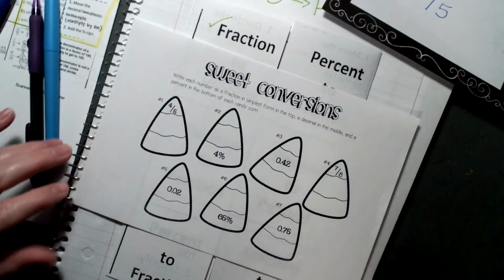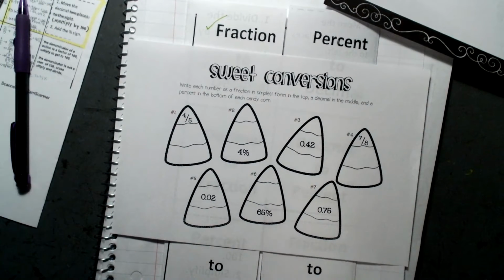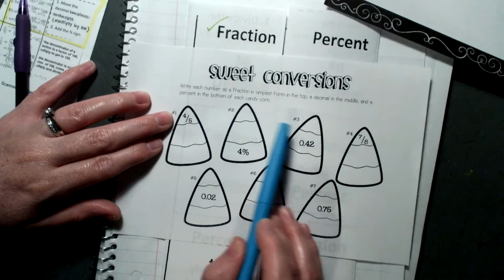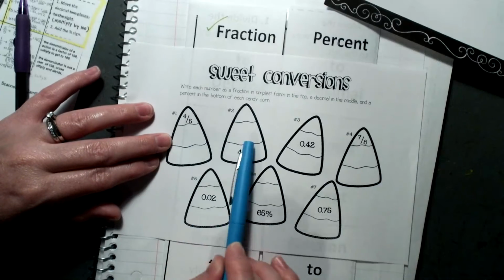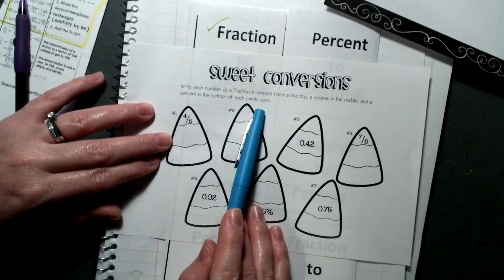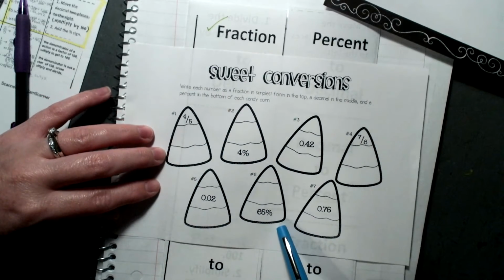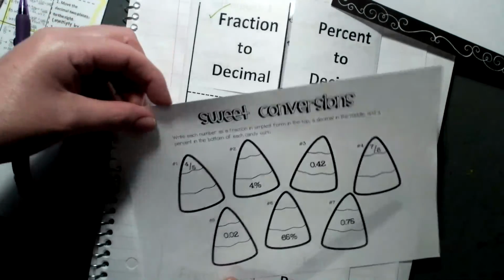It's called Sweet Conversions. And it says right here in the instructions, write each number as a fraction in simplest form. That goes in the top of each one as the fraction. A decimal in the middle, so the decimal value should go in the middle of each one. And the percent at the bottom of each candy corn. So the percents all go on the bottom. These aren't all of our benchmark fractions, but we know how to solve these, and you can go back to your notes to look at this.